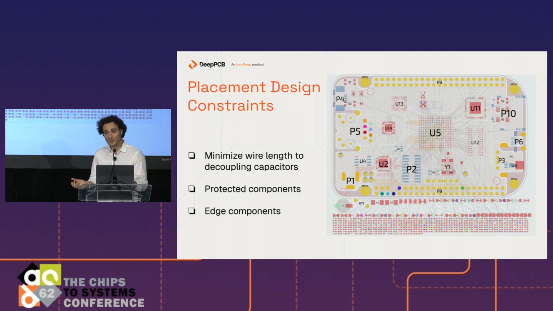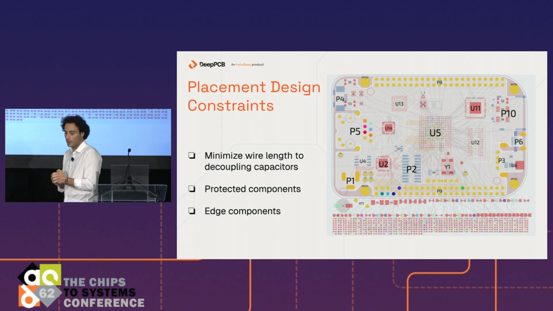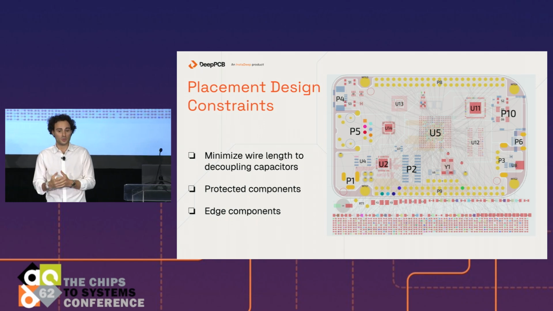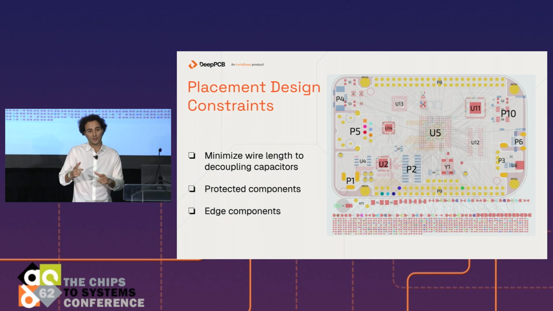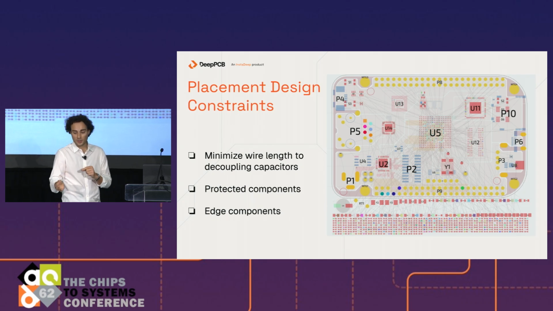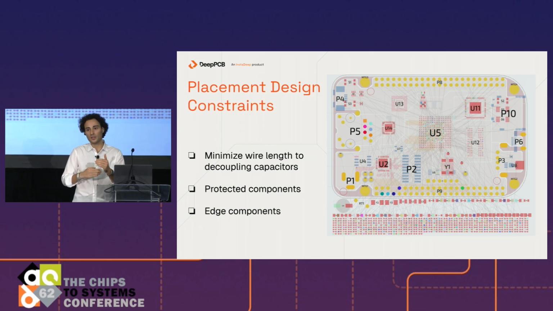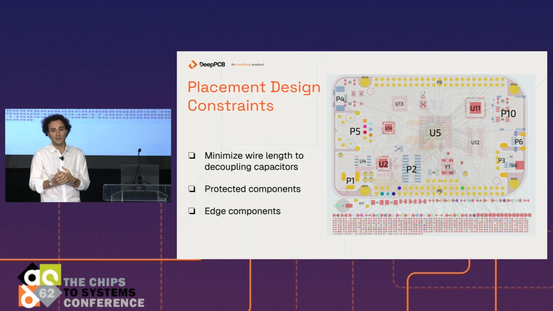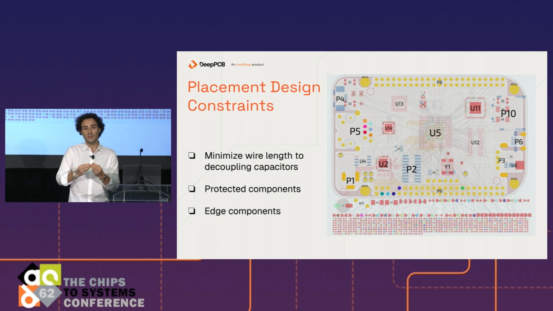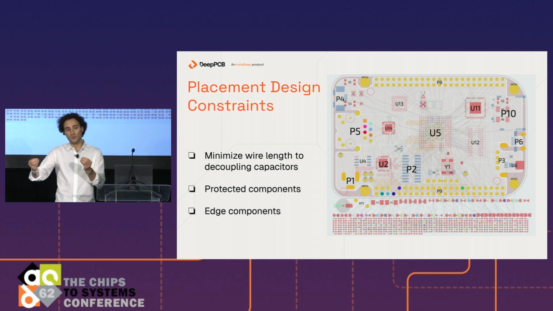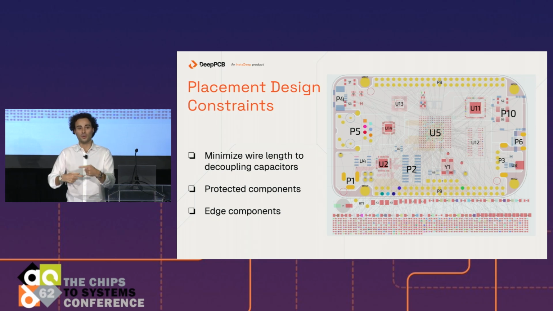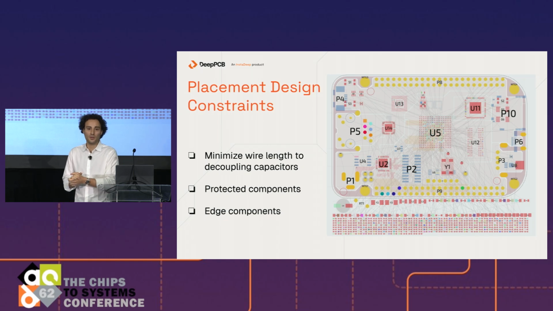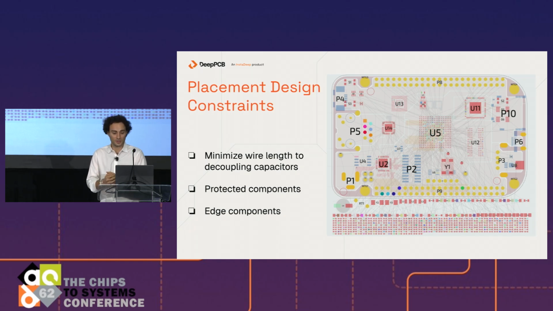We're also doing placement, as we said before. Of course, some of the constraints we're trying are to minimize the wire length to decoupling capacitors. We can protect components. We take into consideration the fact that we have oscillators, etc. And of course, since a good placement leads to a good routing, if you improve one of them, it's kind of like reinforcing the loop and making you have a design that is usually more efficient.